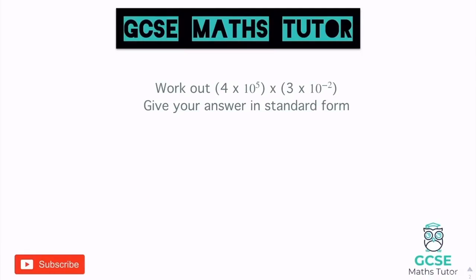Okay, so looking at this one, 4 times 10 to the 5 times 3 times 10 to the minus 2, and there's an example of one where we probably wouldn't want to write this out as ordinary numbers and work them out because it might get a little bit overcomplicated here. But let's look at applying that same little trick.